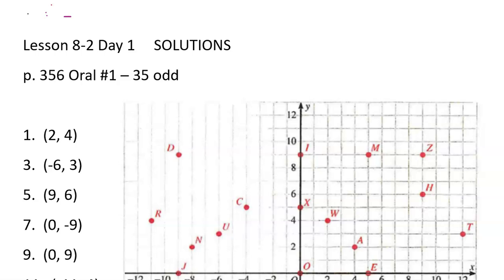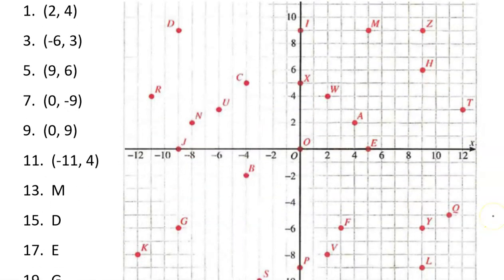Here are the answers for Lesson 8-2, Day 1. These questions are from page 356. They're the oral exercises 1 through 35 odds. The first several questions use this coordinate plane with all of these graphed points.